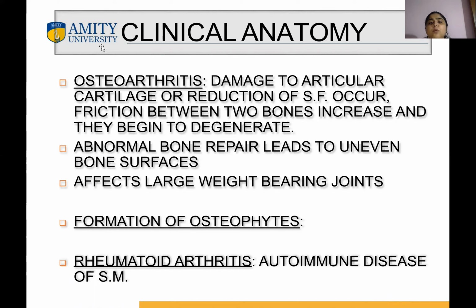Abnormal bone repair leads to uneven bone surfaces. It affects large weight-bearing joints like the knee joint. There is formation of osteophytes. Now there is another kind of arthritis, which is rheumatoid arthritis. It is an autoimmune disease of the synovial membrane.